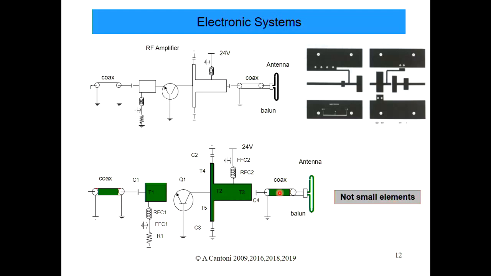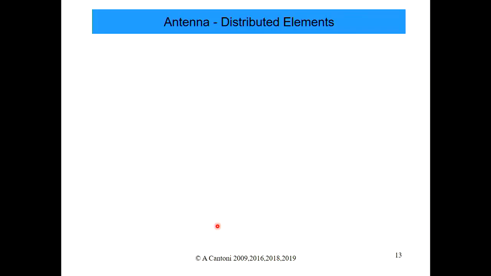Okay, so that's not a small element, this is not a small element, these are not small elements, compared to the wavelength. So again, we need to have models to use them in circuit theory.